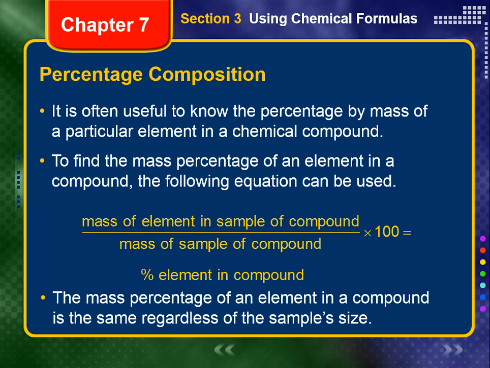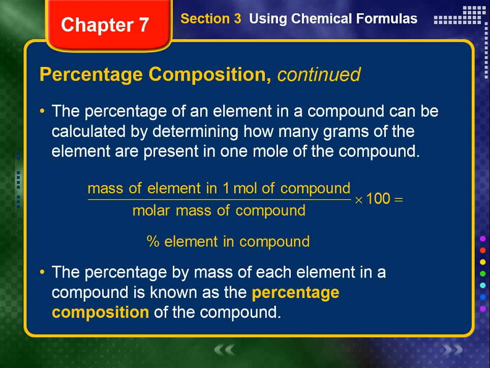For example, suppose the compound potassium chlorate, KClO3, were to be used as a source of oxygen. It would be helpful to know the percentage of oxygen in the compound. To find the mass percentage of an element in a compound, one can divide the mass of the element in a sample of the compound by the total mass of the sample, then multiply this value by 100.